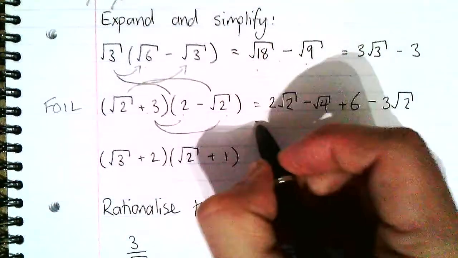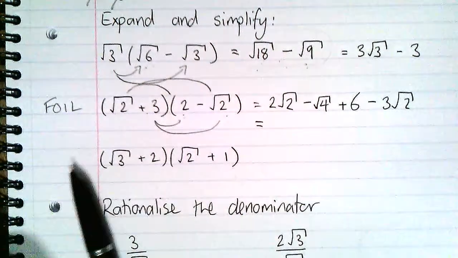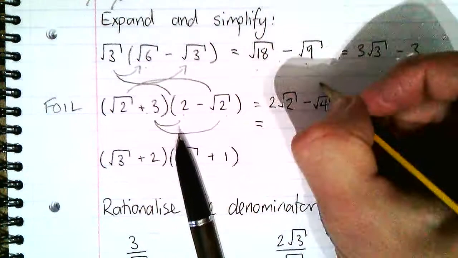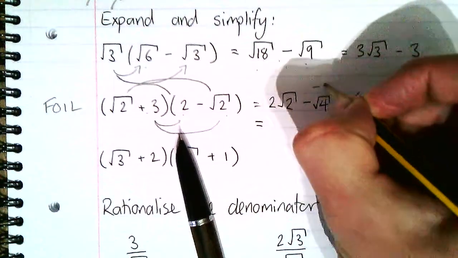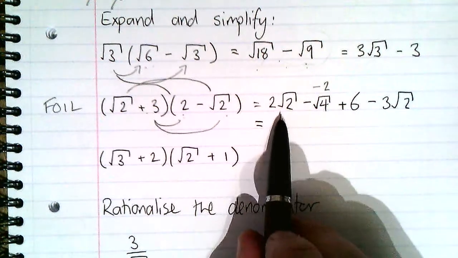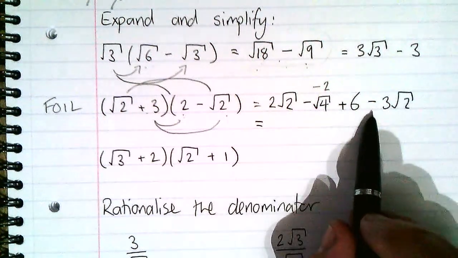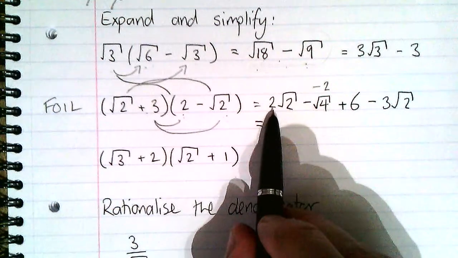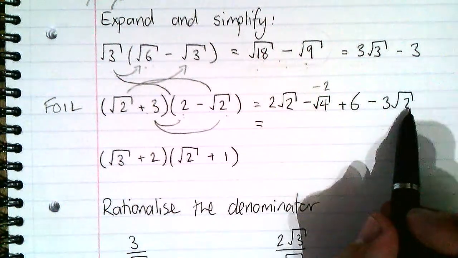And then this one here can be simplified down. We know here that the square root of 4 is just 2. So that term there is actually just minus 2. So we've got 2 square root of 2, take away 3 square root of 2. So that's like having, say, if I had 2x, take away 3x, I'd end up with negative x.